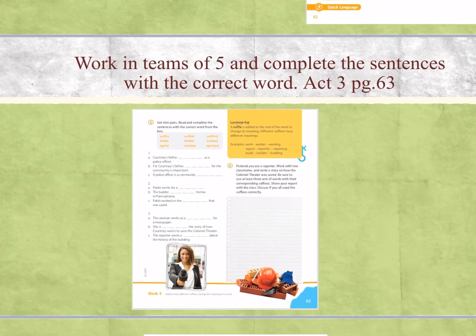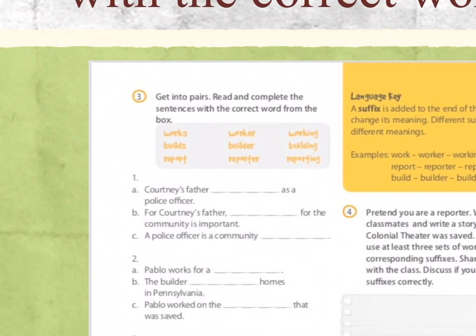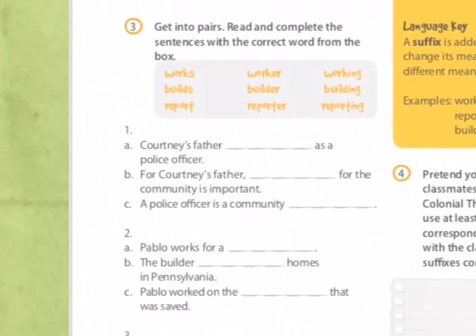This activity, we did it in class in teams of 5, and we completed the sentences using the words in yellow. We complete each sentence. So for example, we have number 1. Courtney's father blank as a police officer. So the correct word that goes there is a verb. So do you think it's works, worker, or working? If you say works, that's correct. Courtney's father works as a police officer.